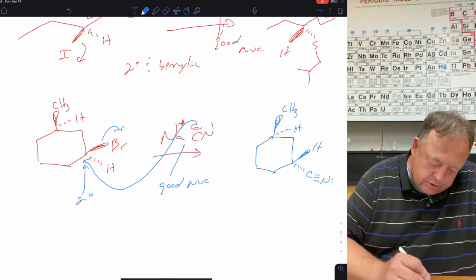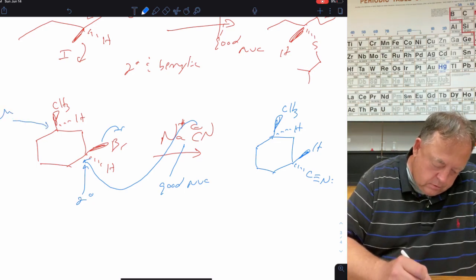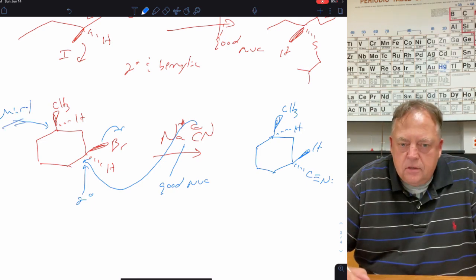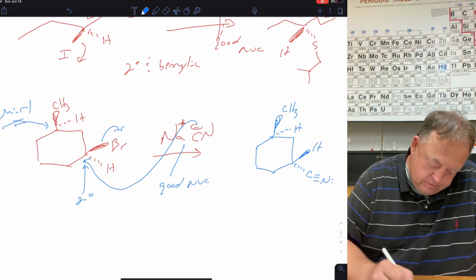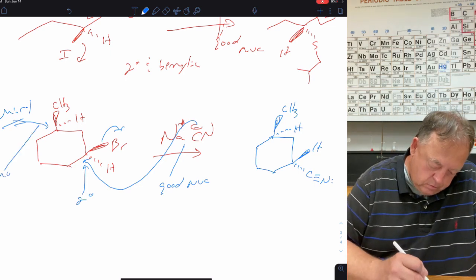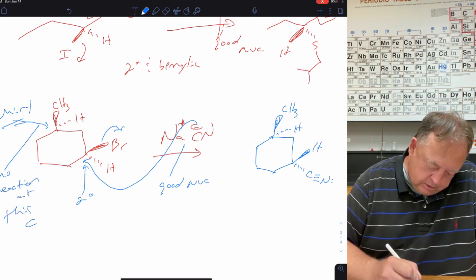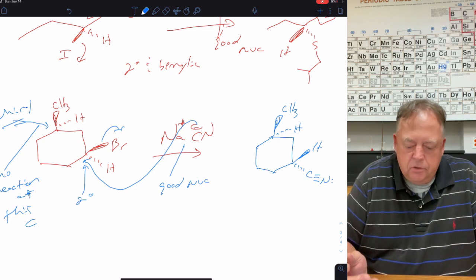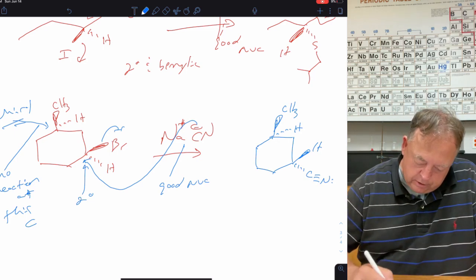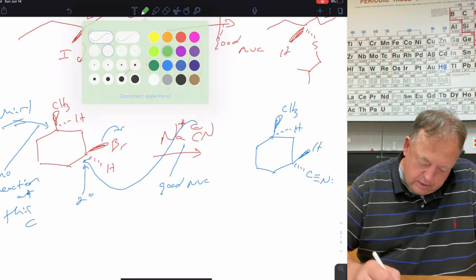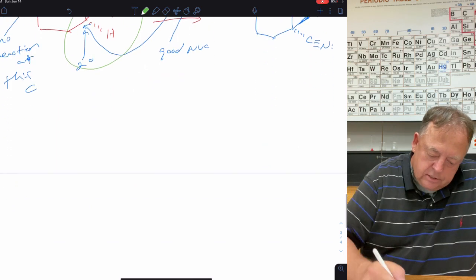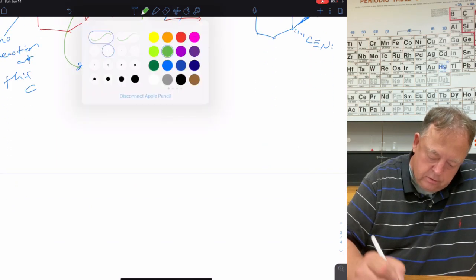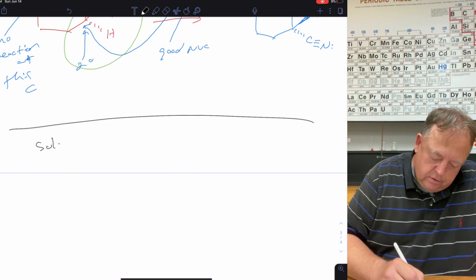Okay, and so you might ask yourself, well, this is a chiral carbon. So why didn't we invert the chirality there? And the answer is because there's no reaction there. So since there's no reaction at that carbon, you don't have to do anything to it. Nothing's going to change there. The only thing that's going to change is where the reaction occurred, right? Okay, and then last concept in this for the SN2 reaction is the solvent.